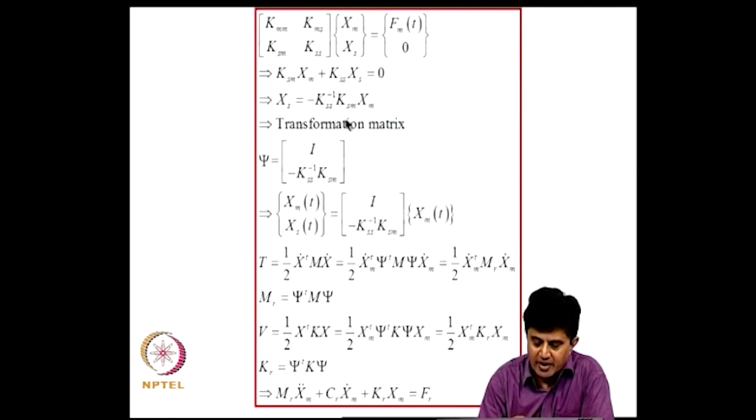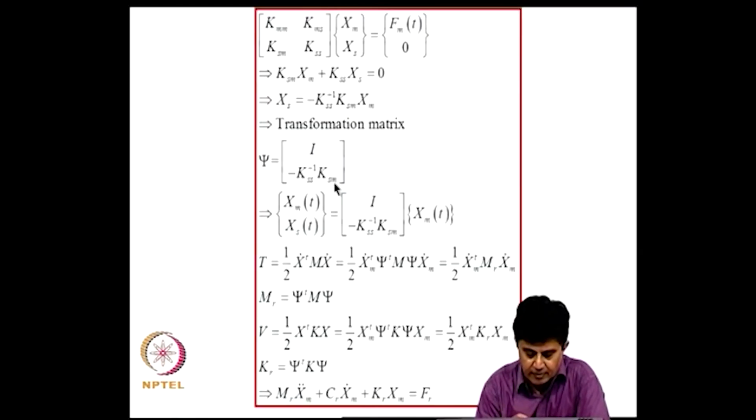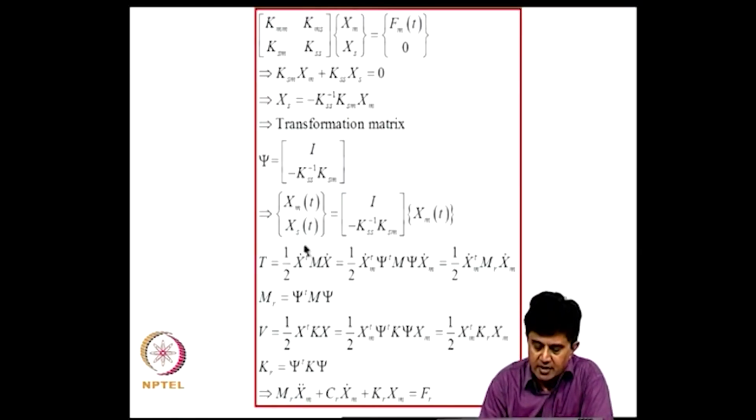So, the transformation matrix therefore can be written as I and minus kss inverse ksm. So, this will be lowercase n by n, this will be capital N minus n across n minus n square matrix. So, this is the psi matrix.